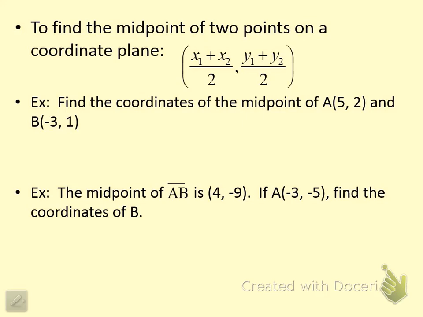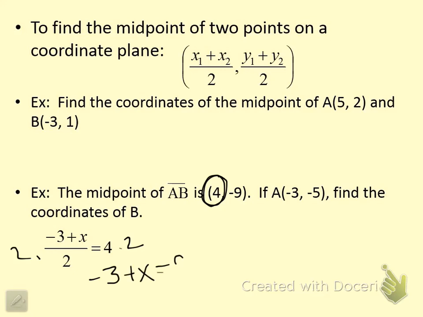Okay, so we just found this one, so we don't need that one. So the midpoint of AB is, so now we're given the midpoint being (4, -9). If A is this and B, we're trying to find the coordinates of B for this one. So if we set up our equation like this, where we take -3 plus whatever other x value would be divided by 2, it should equal that x value from my midpoint. So I'm going to solve that. I'd multiply both sides by 2. So I'd have -3 plus x is equal to 8. Add 3. So x will equal 11.